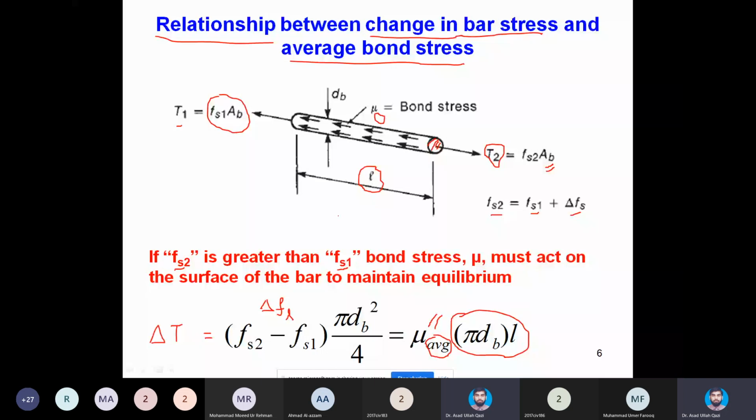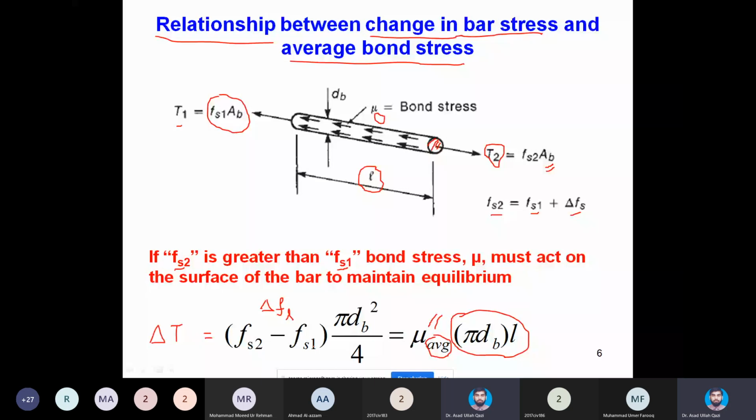So this simple equilibrium equation is so useful that if I know the change in bar stress, I have delta T, I have the average bond stress value with me, I can calculate which length I need to resist that change in force. Or otherwise, if I know the length between two cracks and I have an idea about delta T, I can calculate the average bond stress, because both are in equilibrium. Delta T is equal to applied action and resistance, both are equal. Resistance is offered by the bond between steel and concrete, at the contact area between steel and concrete.